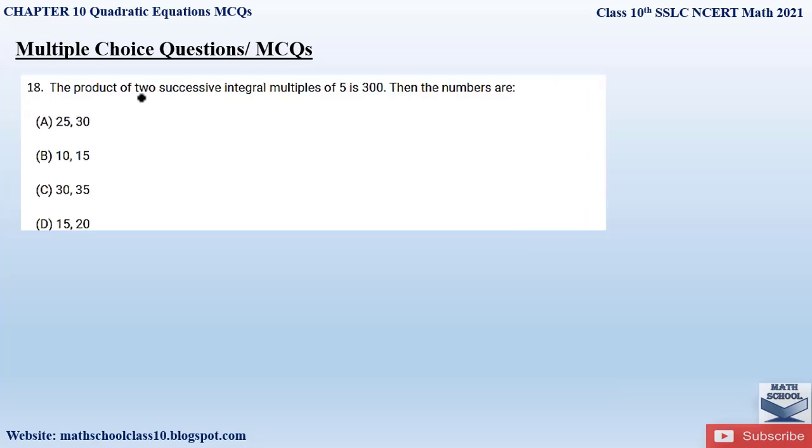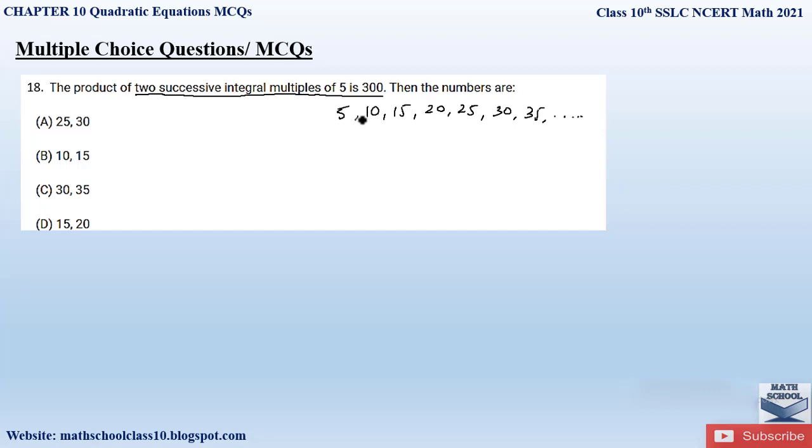Question number 18. The product of two successive integral multiples of 5 is 300. Then the numbers are. So they have given us 4 options and they are saying the product of two successive integral multiples of 5 is 300. Two successive integral means one after the other. So two successive integral multiples of 5 is nothing but any two multiples of 5 which are one after the other. What are the multiples of 5? 5, 10, 15, 20, 25, 30, 35 and so on.